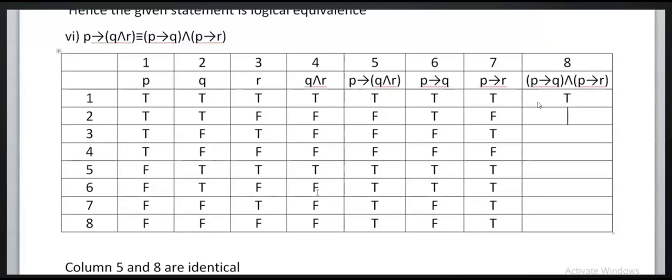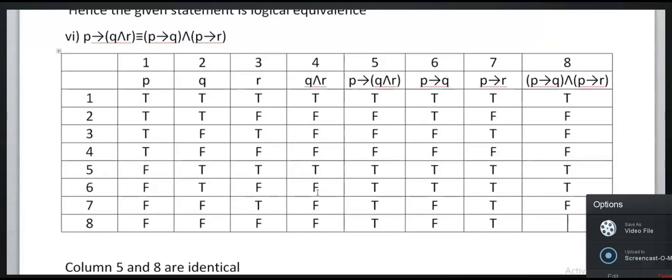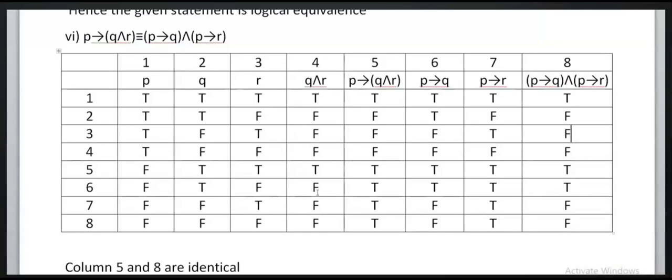Now we'll find out AND between these two. Sixth and seventh. If both of them are true, then it is true. TT. F. T. And last is F. Therefore, column number 5 and column number 8 are identical. If they are identical, is there any change? Yes. They are not identical. There is something.